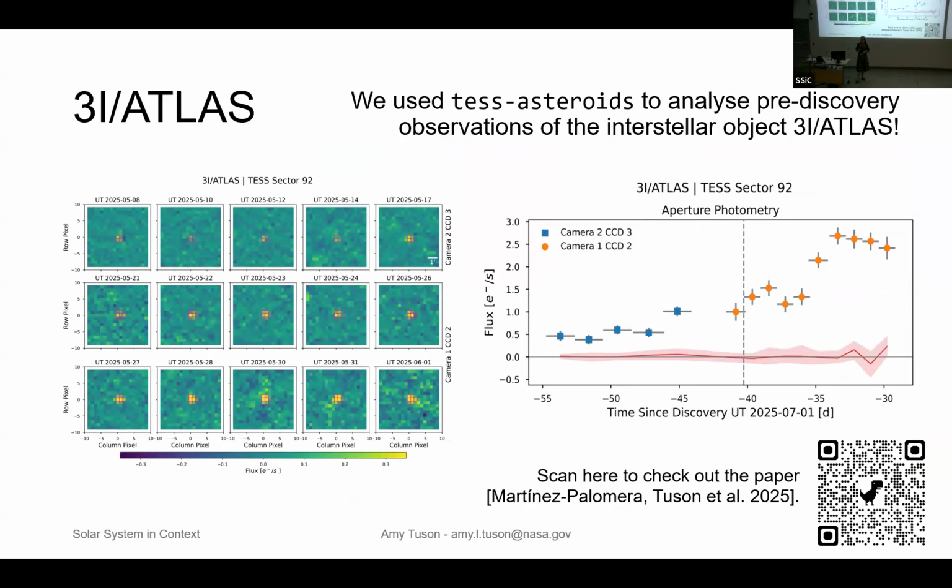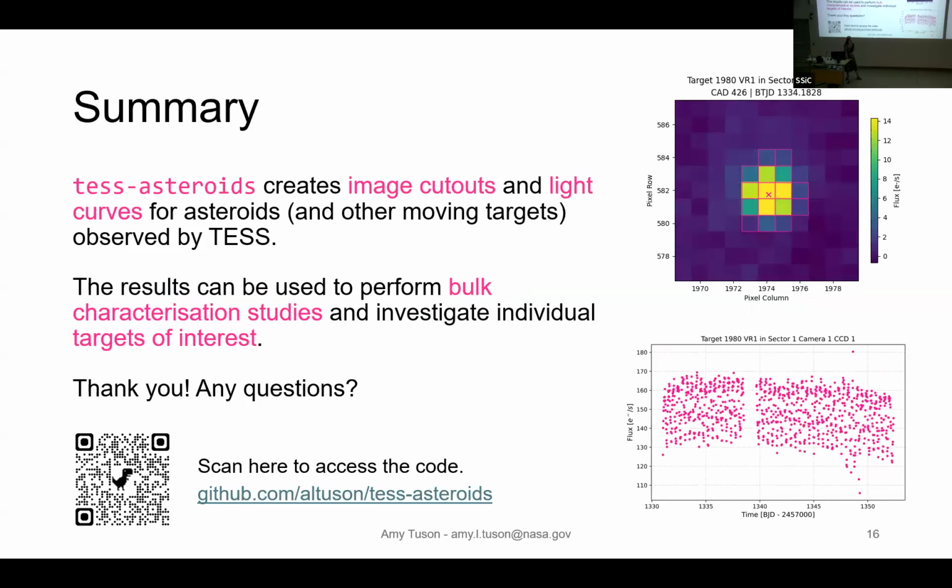So we recorded a gradual increase in this target's brightness over time as it approaches the inner solar system, and this was consistent with other contemporaneous observations. So that is all I will say about that, but please check out the paper and ask me more about it if you're interested. So yeah, with that, I will leave a summary here. Thank you so much, and I'm happy to take questions.